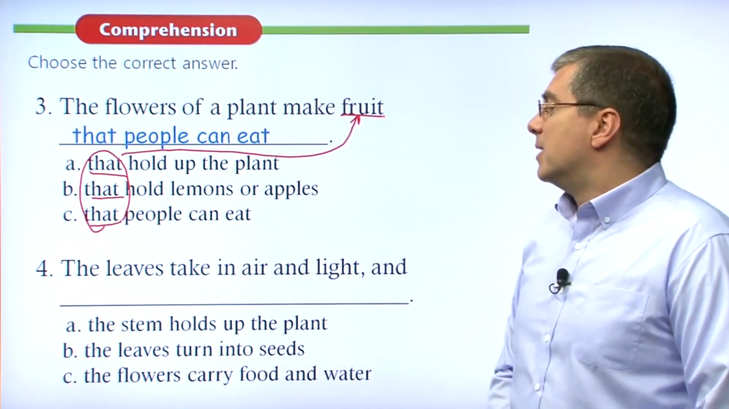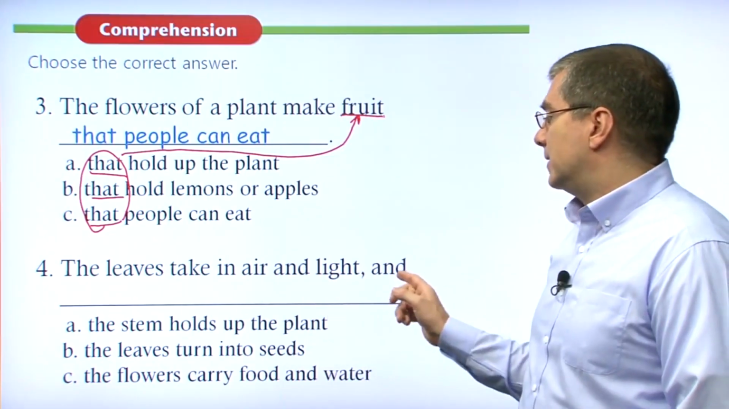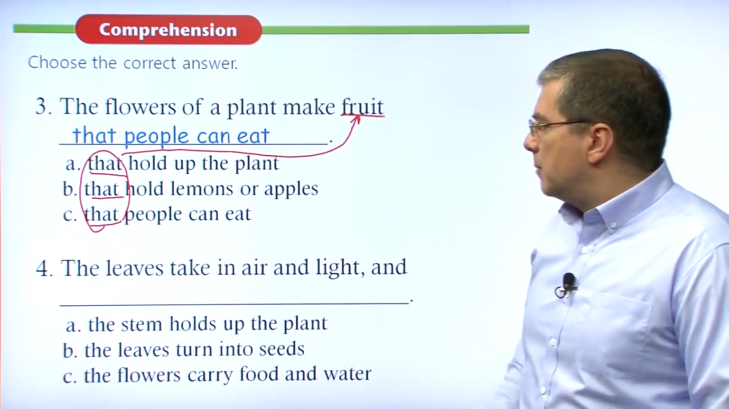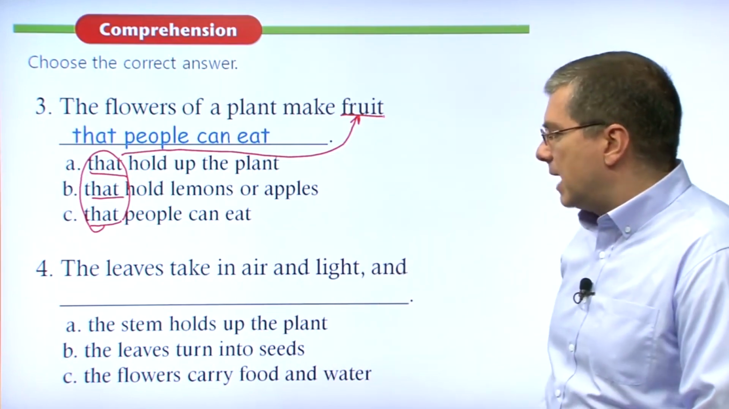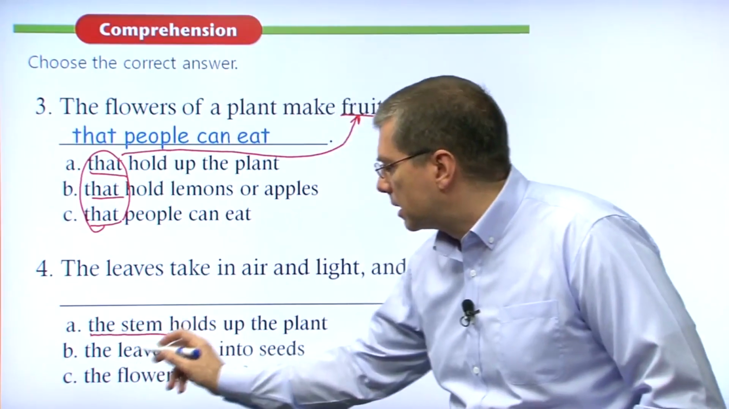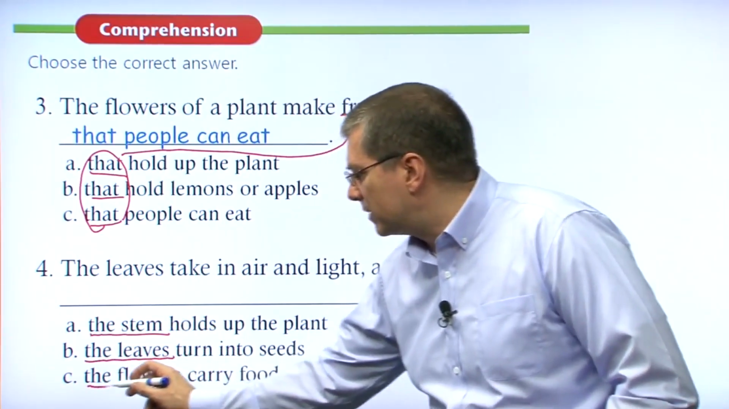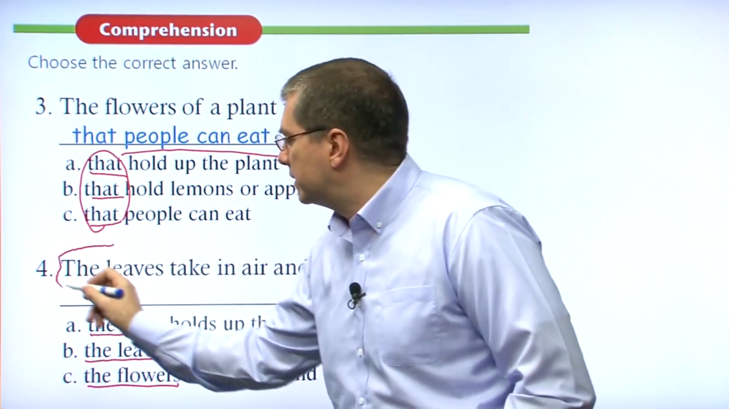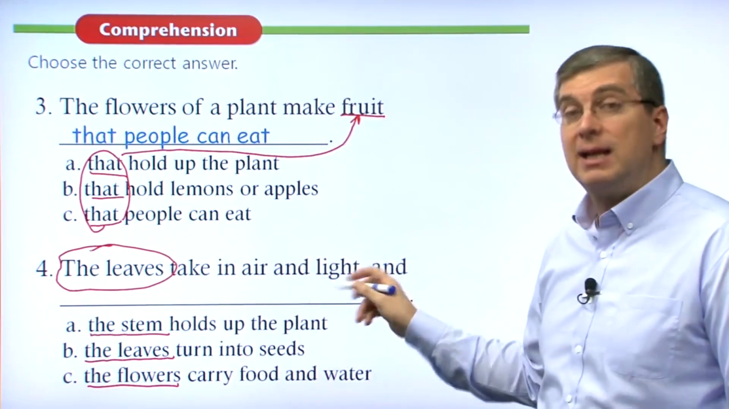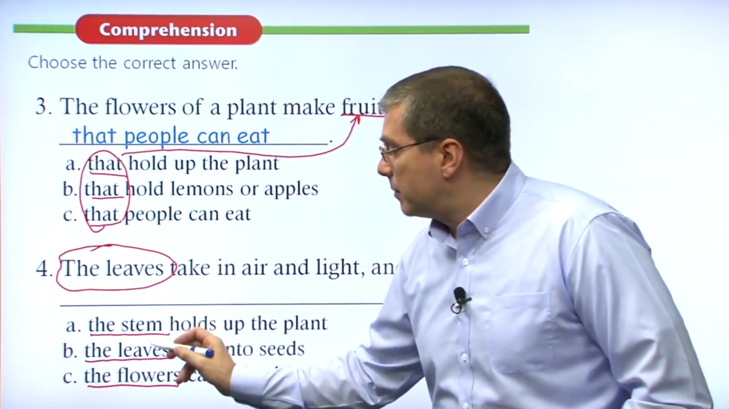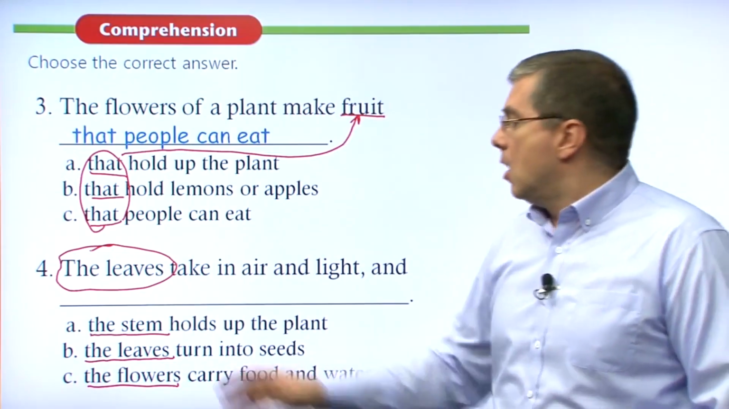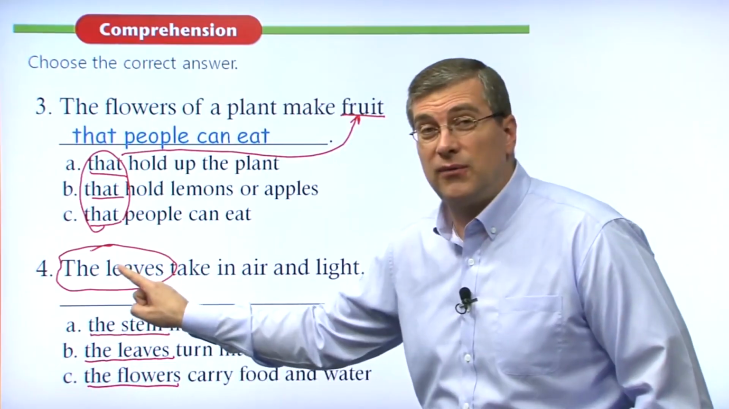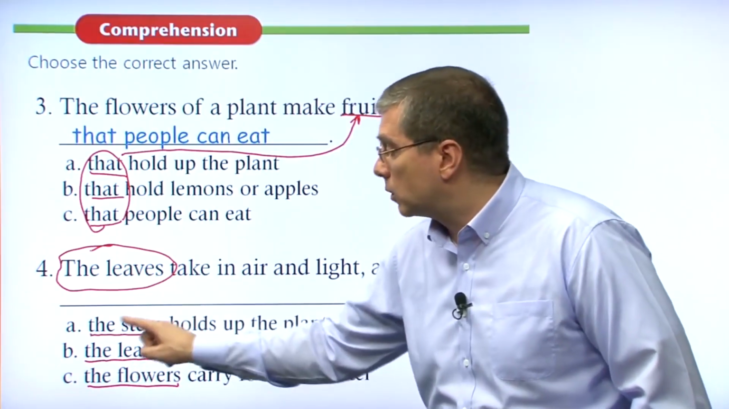Okay, number 4. The leaves take in air and light, and then we have the rest of the sentence. Now, if you look at the rest of the sentence, be careful because we have a comma here, we have an "and," and we have different subjects for the rest of the sentence. This is actually a compound sentence. The one subject is here, right? The leaves take in air and light. That's true. And then we have the stem, the leaves, or the flowers. So we have to find a true statement from A, B, and C about the new subject. Don't get confused. We're not talking about leaves again. We're talking about something different.